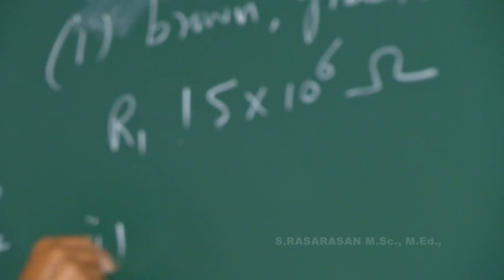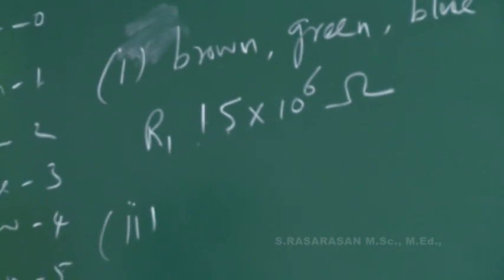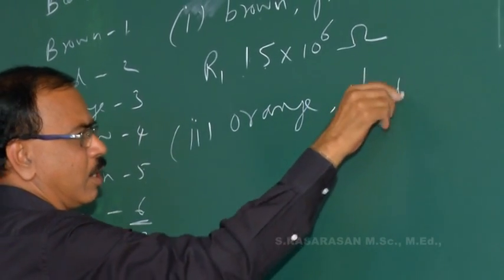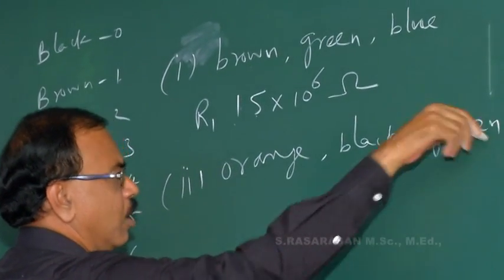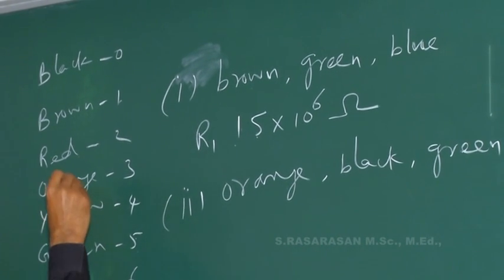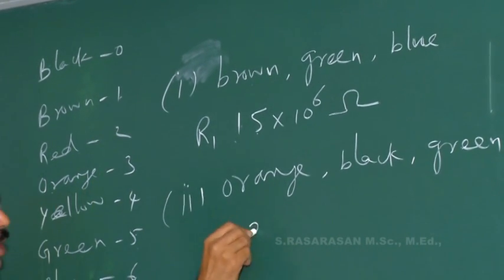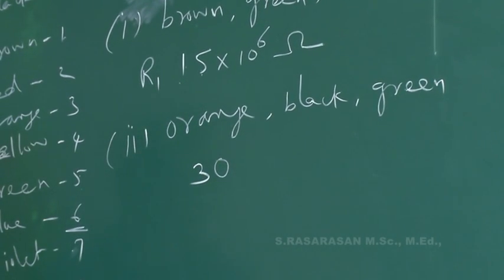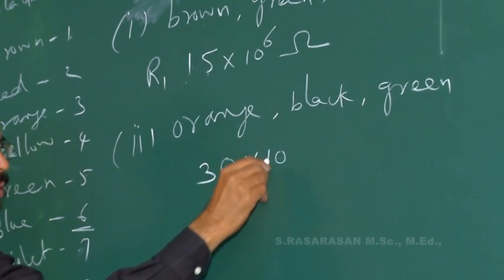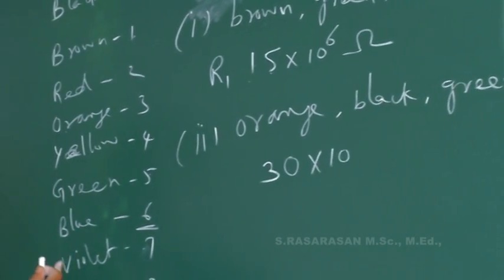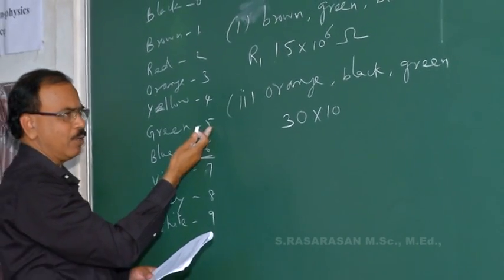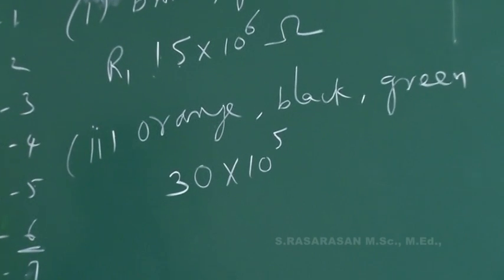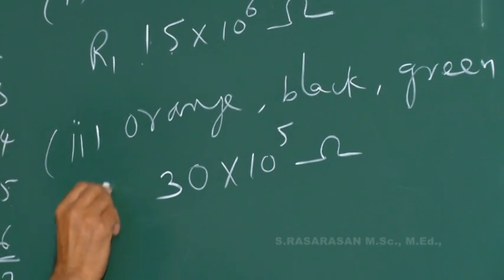The second case, same problem: orange, black, green. For orange, the first significant figure, orange is 3. For black, the number is 0, second significant figure. Multiply by 10 raised to the power of the number corresponding to green. Green is number 5, so raised to the power 5. This is a way to find the resistance value. So, this is R2.